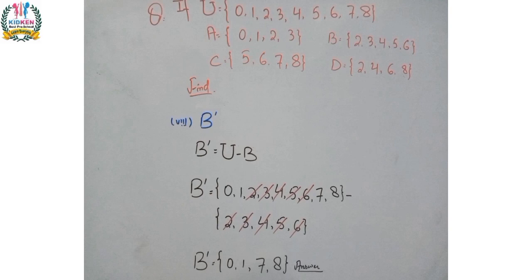So B complement. B complement we can solve universal minus B. So universal has value 0 to 8, and B has value 2, 3, 4, 5, and 6. So again we can subtract universal to B, so our remaining answer is 0, 1, 7 and 8 and this is the final solution of B complement.